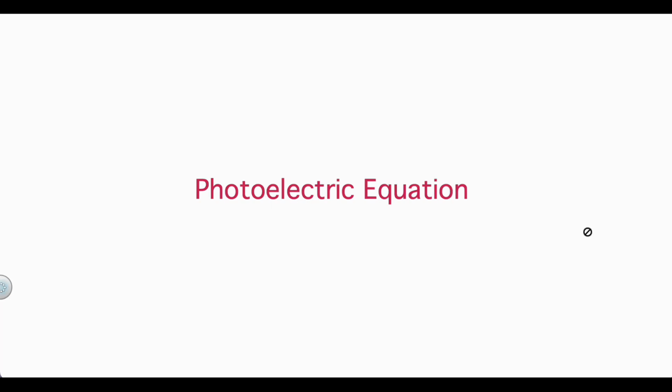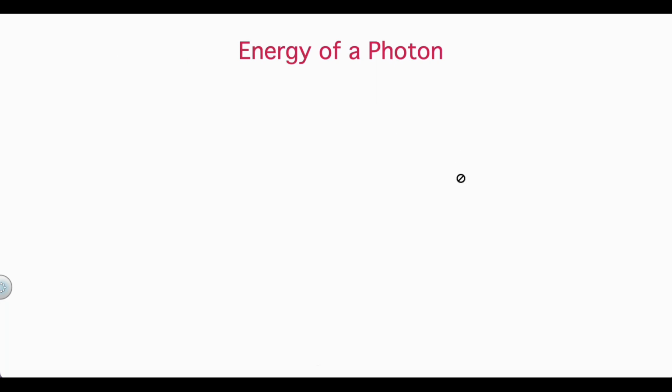Alright, today I'm going to be explaining the photoelectric equation. First things first, the energy of a photon and how to calculate it. Basically, it's a really simple equation. All it is, if I could write, all it is E, which is energy, equals hv.